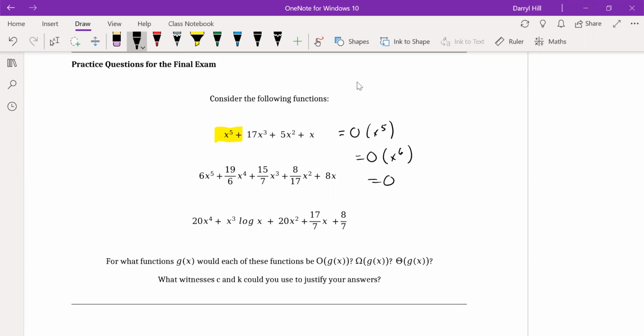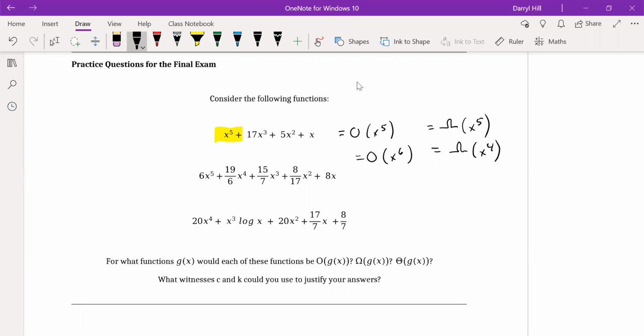And in terms of big omega, well, it is big omega of x to the 5th. I could find that out fairly quickly using limits, and then I could take some fraction of a half. Another type of question you'll see is, it's also big omega of x to the 4th or anything below that. What values of c and k can I use to justify my answer?